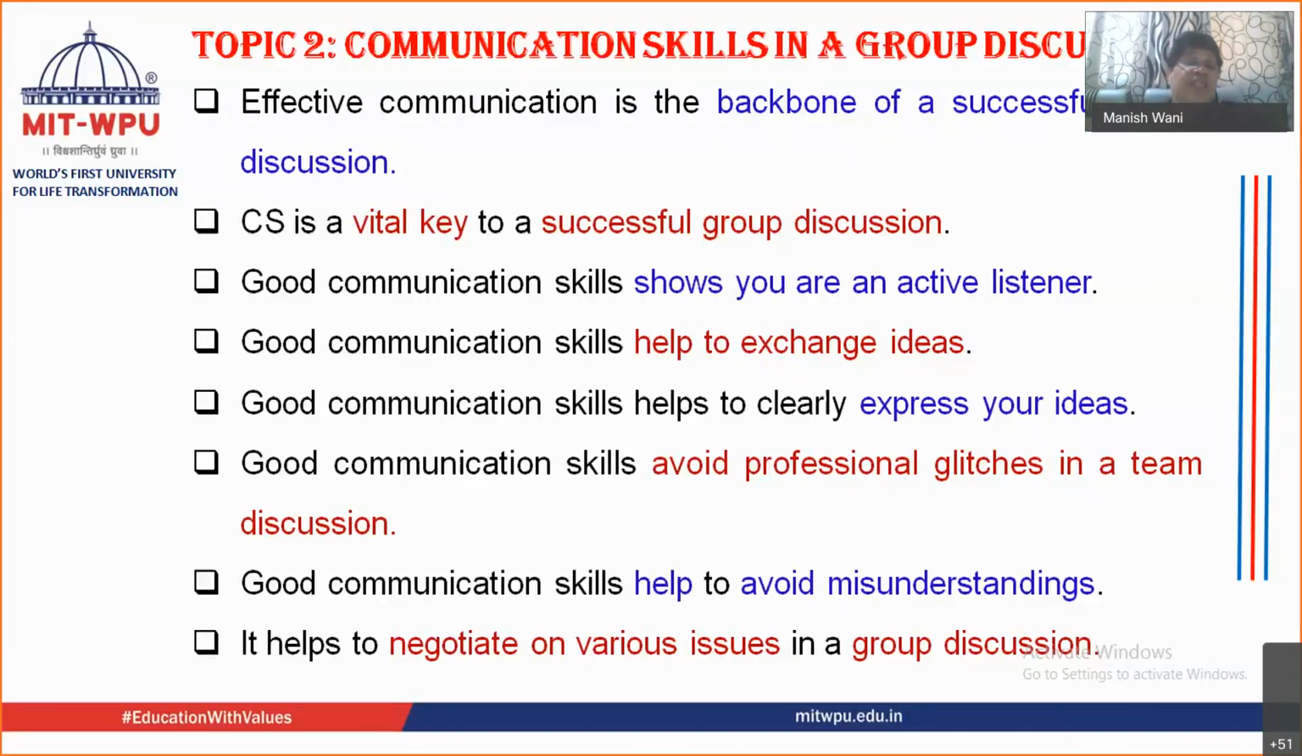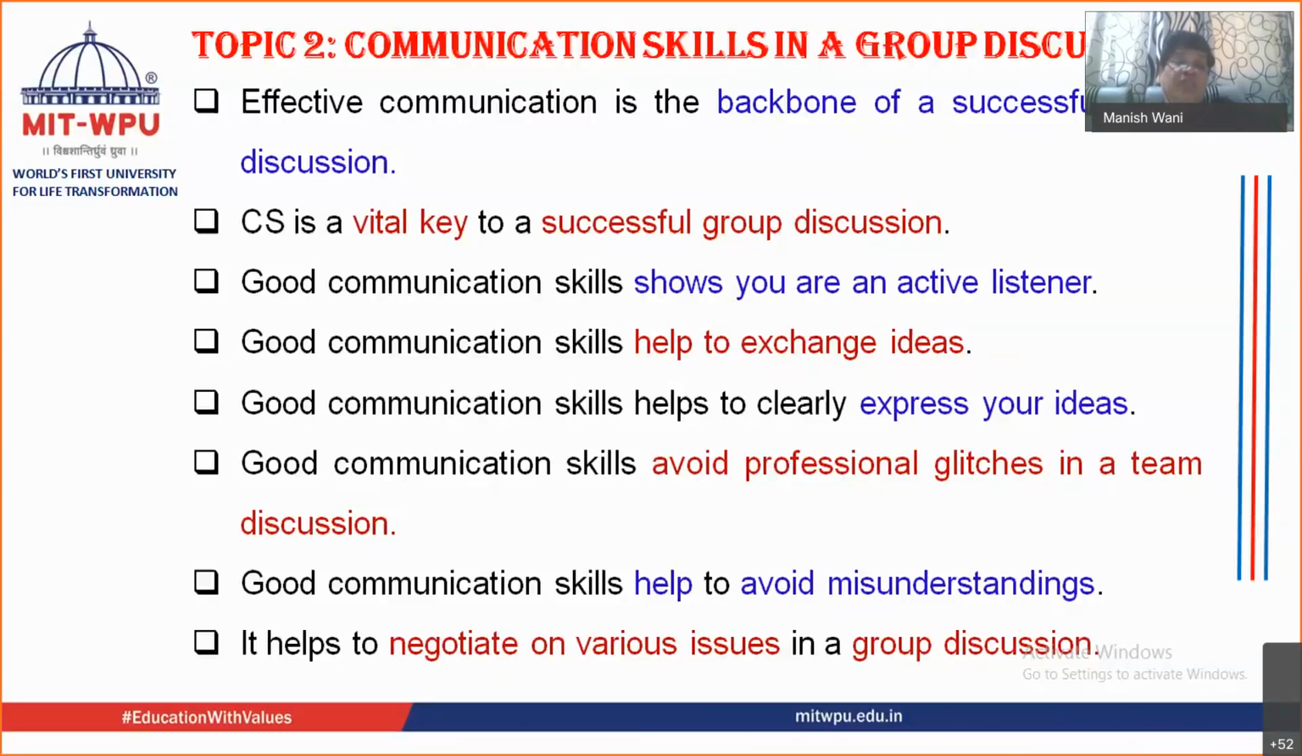Also, the misunderstanding, as I have told you, happens if you say sentences which do not have proper pronunciation. Another thing, if you have a very good communication skill, then you can negotiate on various issues in a group discussion.